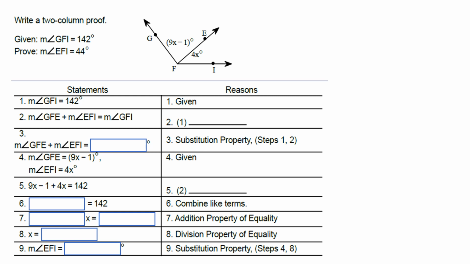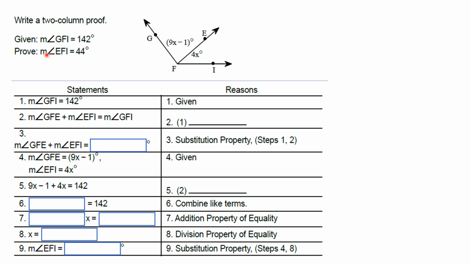Okay. This one's got a lot of blanks on the left. This is the first one we've seen with this many blanks on the left. All right, so we're supposed to write a two-column proof. We're given that the measure of angle GFI is 142. GFI, that's the big angle. So those two angles, GFE and EFI, if you add them together, are going to add to 142. And we're supposed to be proving that the measure of angle EFI, that's this chunk on the right here, is equal to 44 degrees. So that should be the last line of the proof.